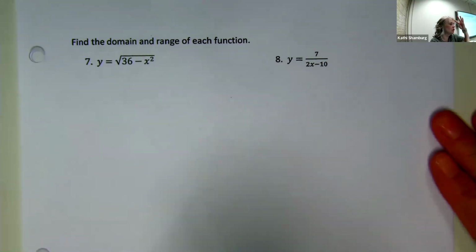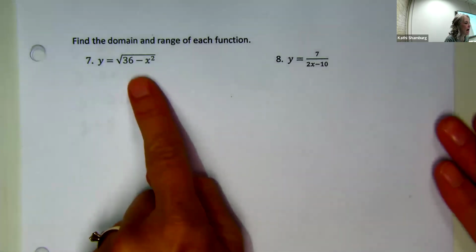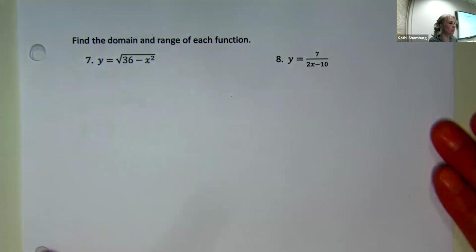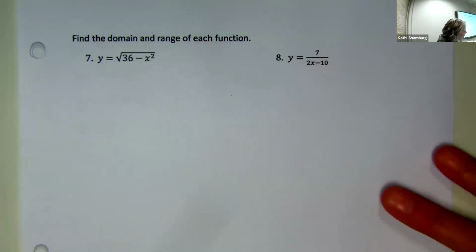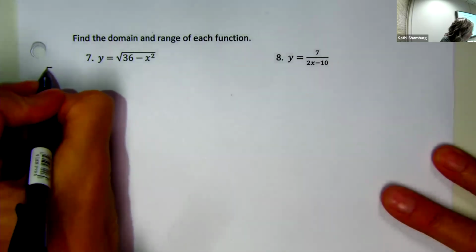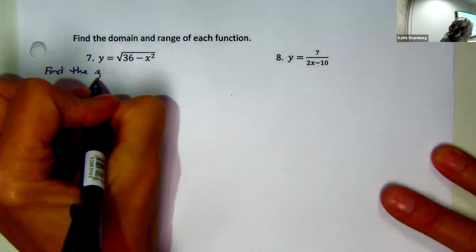Okay, so we're going back to domain and range. We have a radical equation here. We're not going to look at a graph and determine domain and range like we did before. We're going to go through what the process would be. The first thing that we want to do is find the zeros.